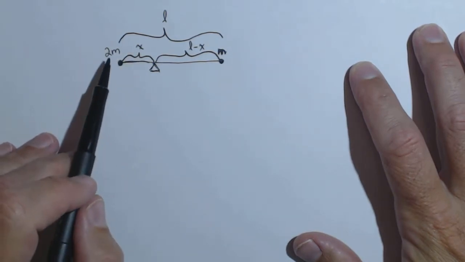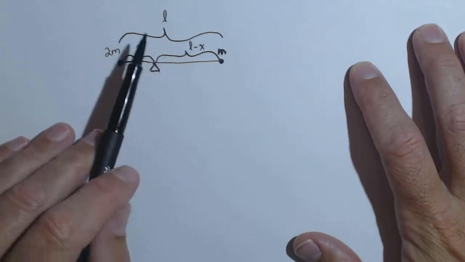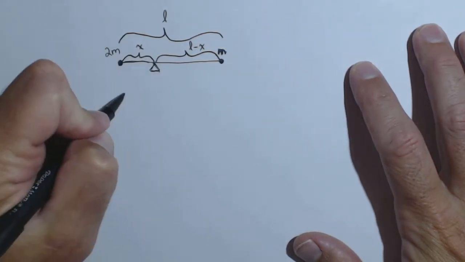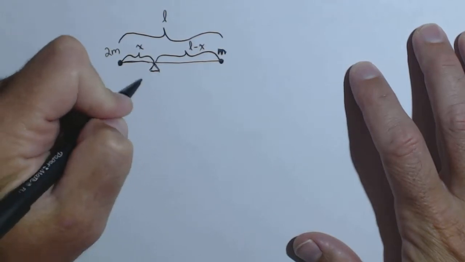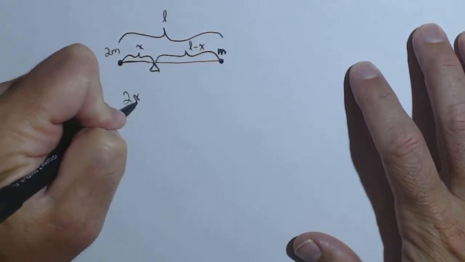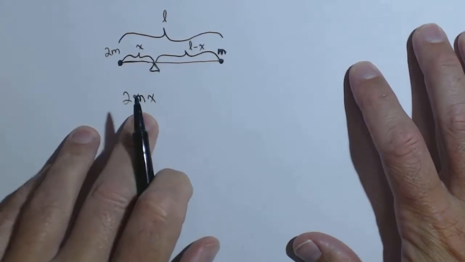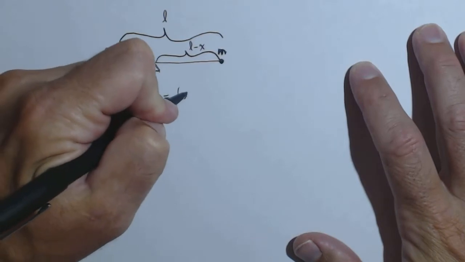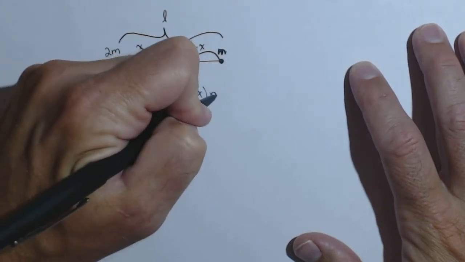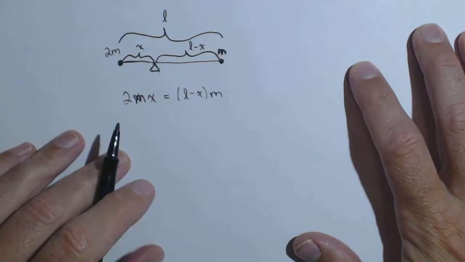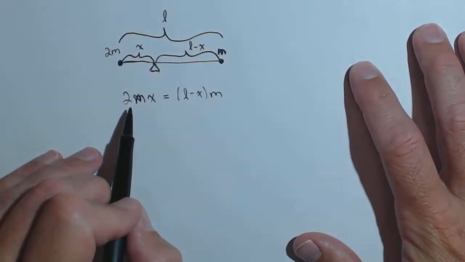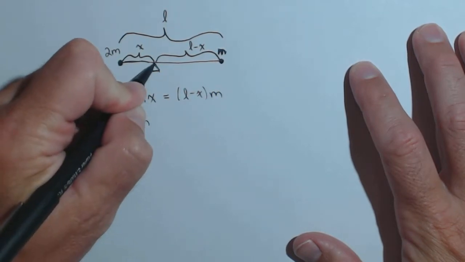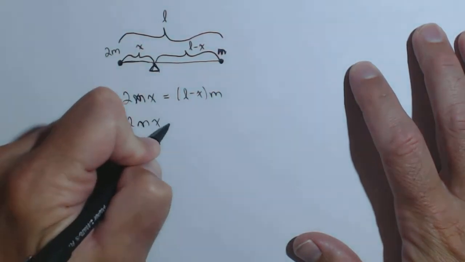Now, what we have is a system that we want to keep in balance, and what we'd like is for the 2mx, so that's that tendency to turn this direction, to be equal to L minus x times m. If these are equal, then our system is in balance. So let's see where it says we should put our fulcrum in order to have this thing in balance.